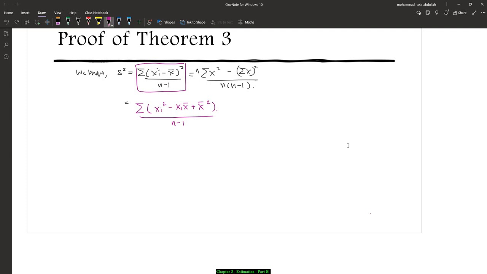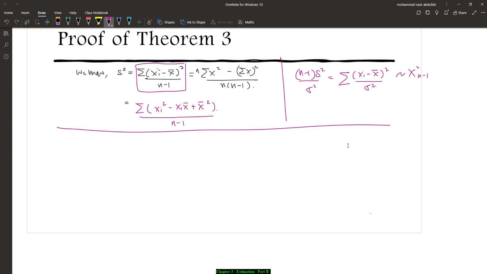And then let's work out from theorem number 2, and then we look at theorem number 3. Theorem number 3 says that (n minus 1) S squared divided by sigma squared, which is equal to the summation of (xi minus x bar) squared divided by sigma squared, has a chi squared distribution with n minus 1 degrees of freedom. So we have this information and we try to prove it.